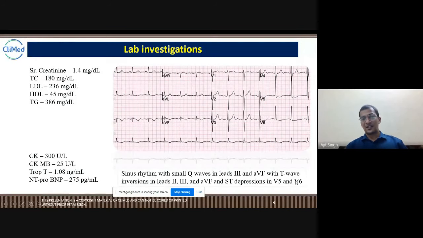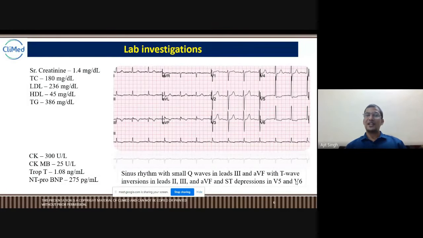NSTEMI ECG. So there are two types actually, STEMI and NSTEMI, and another 2 types, stable angina and unstable angina. So there are 4 types of CADs, coronary artery disease. One is stable angina, one is unstable angina, one is STEMI, and one is NSTEMI.